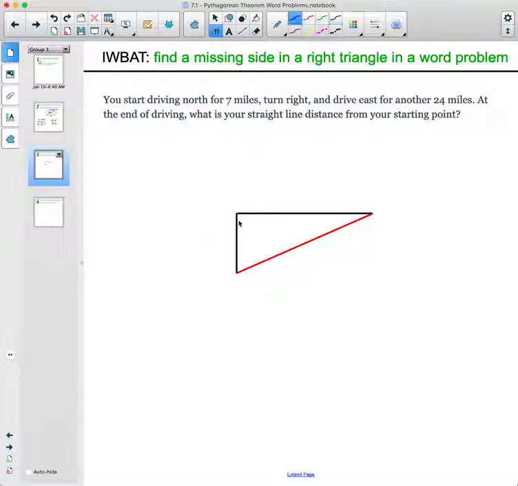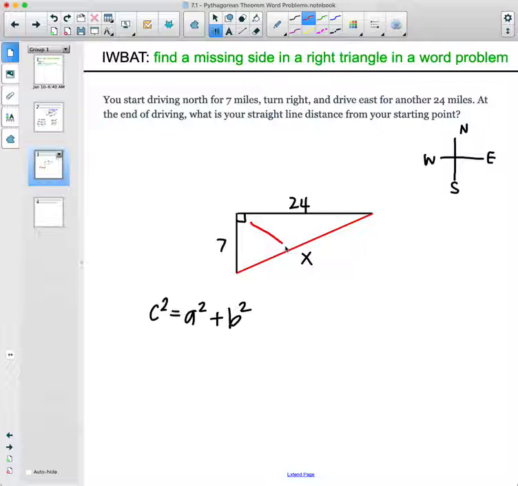When you go straight north and then turn to go straight east, that's a 90-degree angle there, so we have a right triangle. Remember, we went 7 miles north and 24 miles east. In case you need a reminder, we've got north, east, south, and west. We'll do the Pythagorean theorem here to find this missing length. We've got c squared is equal to a squared plus b squared. The c value, again, is across from the 90-degree angle, so in this case our variable x. So we've got x squared equals, then plug in the two legs. It does not matter what order you plug those in for a and b.